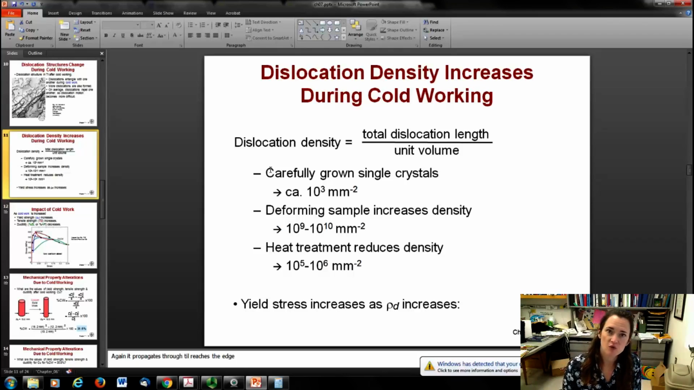And then if you want to recover that material and make it nice again, reduce the number of dislocations, you can put it through a heat treatment, and that's going to reduce the density back down 3 or 4 orders of magnitude, to 10^5 or 10^6 mm^-2. Okay? Now remember, your yield stress is going to increase as your dislocation density increases. As you have more defects, more dislocations, you're going to have a stronger material.